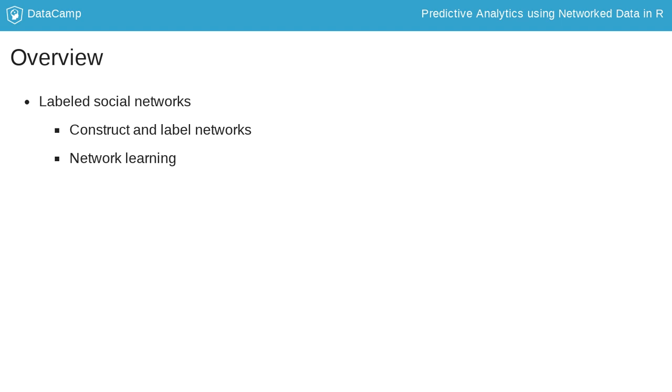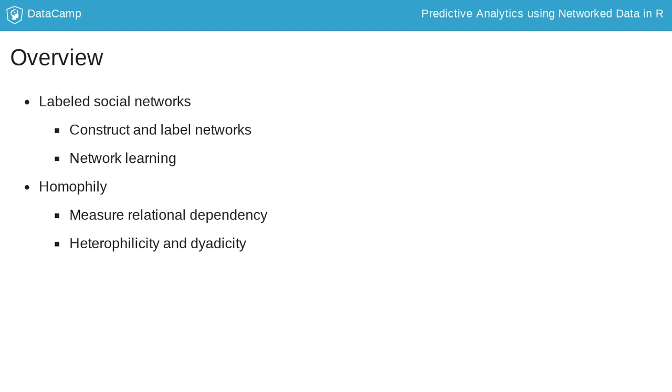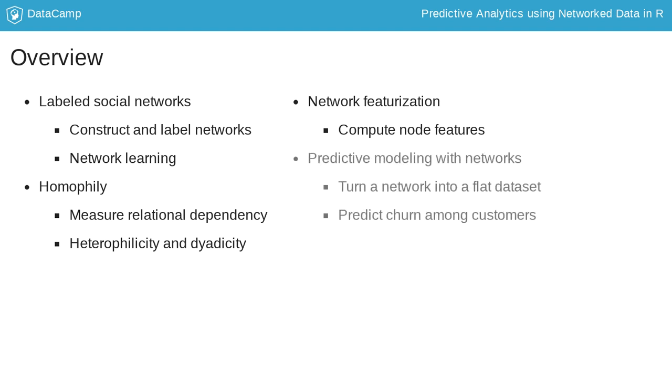In the second chapter, we introduce homophily and explain how to measure relational dependency to determine whether the network structure can be used for predictive modeling. Then, in the third chapter, we teach you how to compute and extract various network features. Finally, we use those features to predict the labels of unknown nodes using supervised analytics techniques. But first, we look at a simple labeled network.